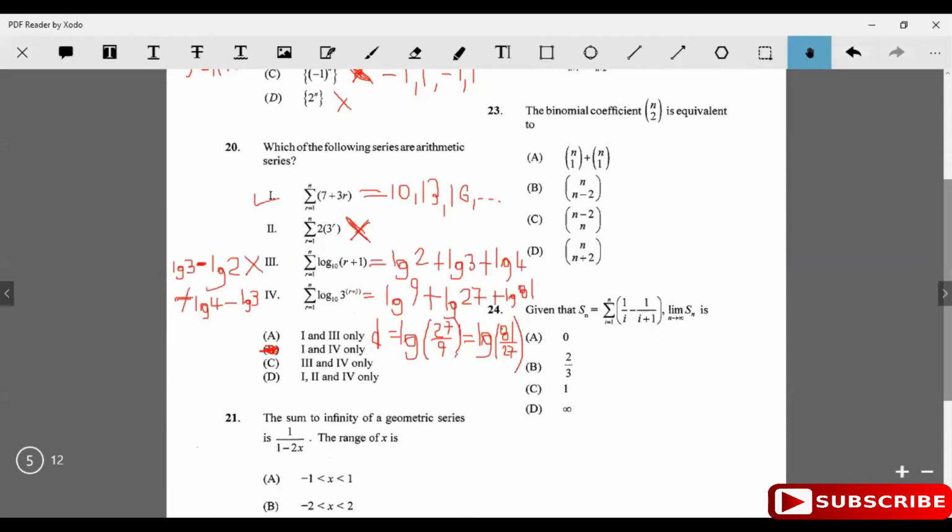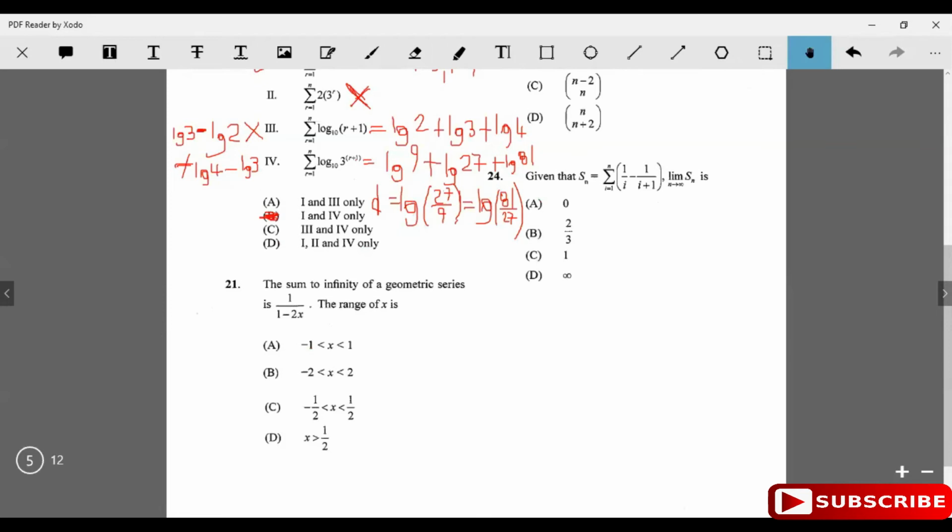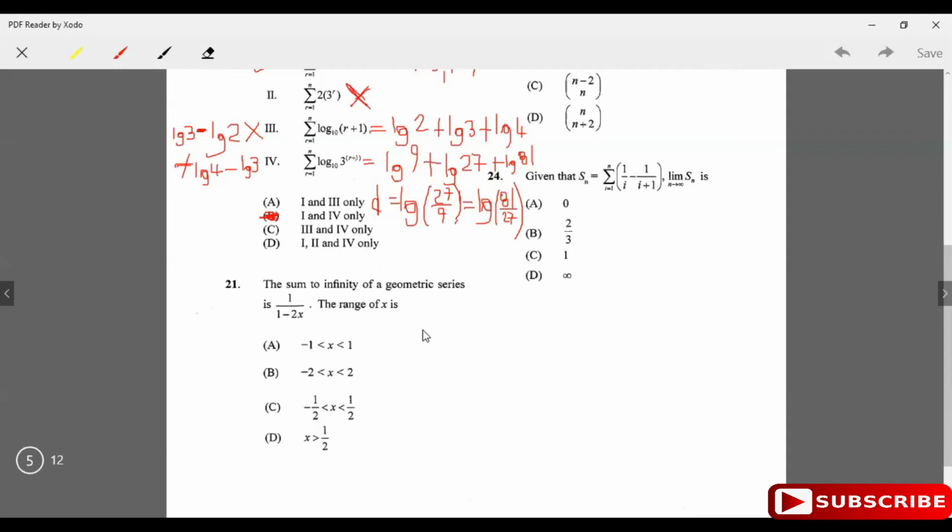So, question 21. Question 21 says that the sum to infinity of a geometric series. So we need to find the sum to infinity. How do we find the sum to infinity? The formula is A over 1 minus R. That's the question I'm asking. And they ask you what the sum to infinity is. So the answer to me is C.